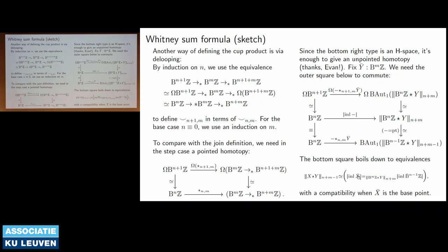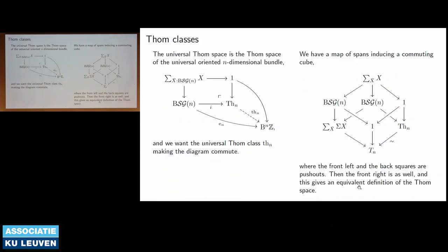And so we've done this, and what's left to do is to check the compatibility when x bar, so x bar is an oriented BnZ, so we have to check that that's compatible. So there's a little bit left to do, but I think we are pretty close to having the Whitney sum formula. Okay.